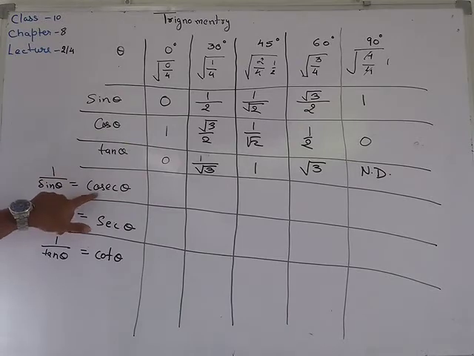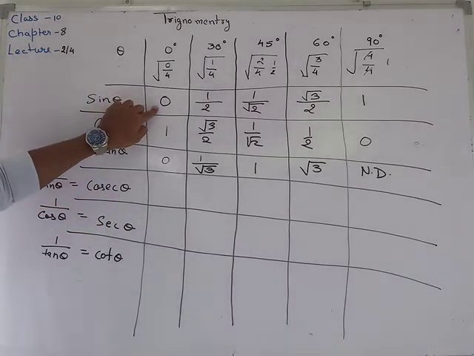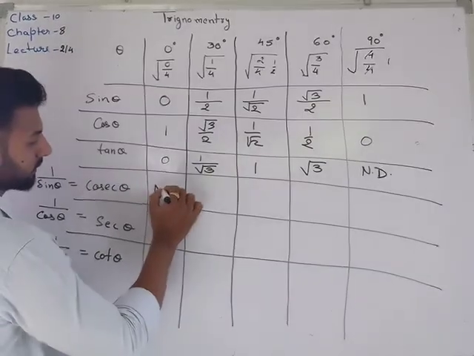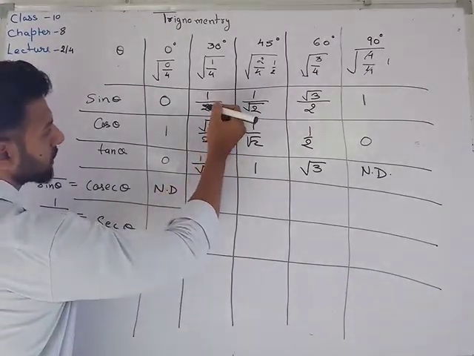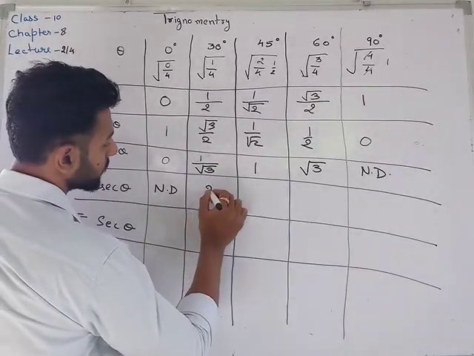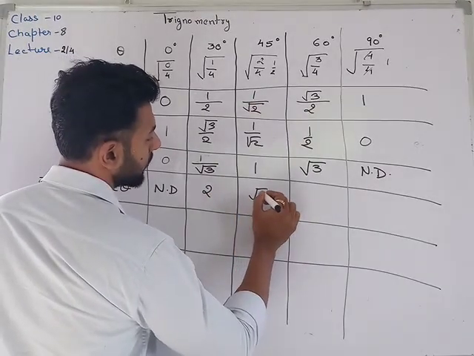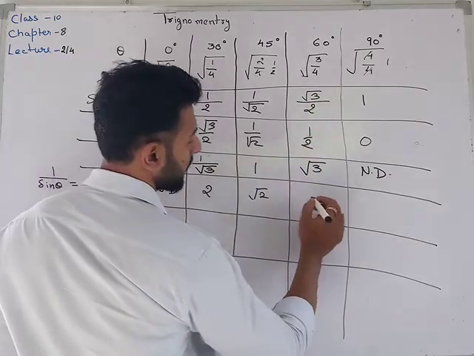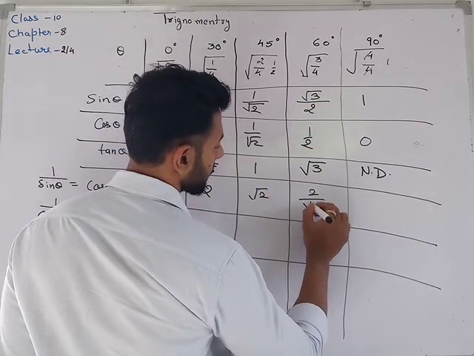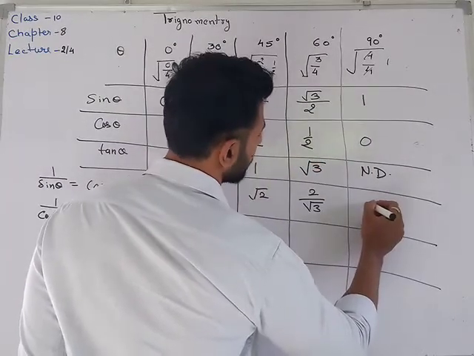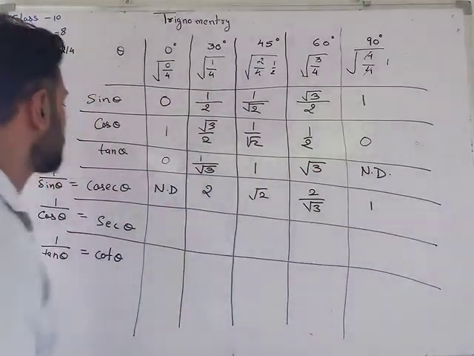Now cosec theta is inverse of sin theta, means we have to take the inverse of the values for sin theta. So 1 upon 0 is not defined. Inverse of 1 upon 2 will be 2 upon 1, so this will be 2. Inverse of 1 upon root 2 will be root 2. Inverse of root 3 by 2 will be 2 by root 3. And inverse of 1 will be 1.